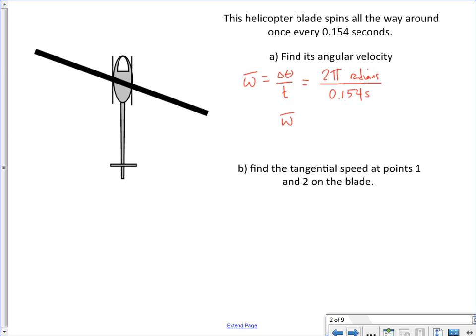2 pi over 0.154, 40.8 radians per second.